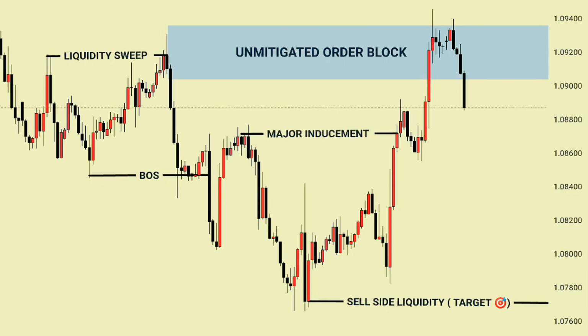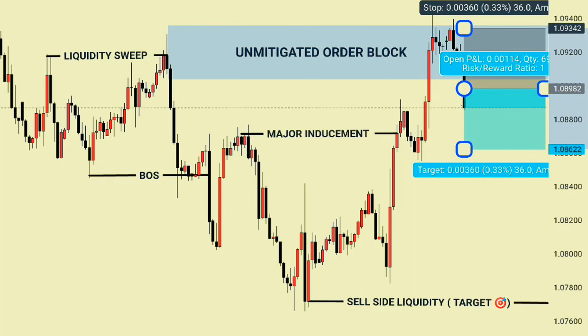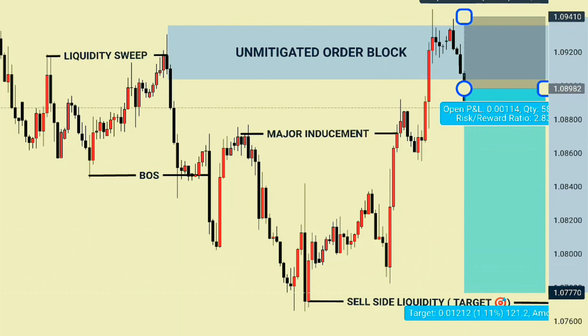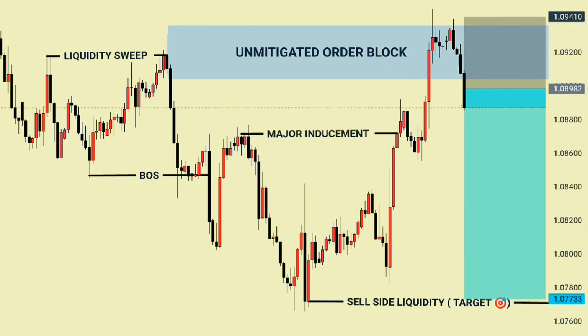This move up is inducement, not a trend change. Price then returns into the unmitigated order block in the premium area. This is our sell zone. On the lower time frame, we wait for a bearish reaction or rejection from this zone. Once price shows weakness, we enter the sell trade. Stop loss is placed above the order block. Target is sell-side liquidity at the lows. This way, we trade with smart money, not against it.